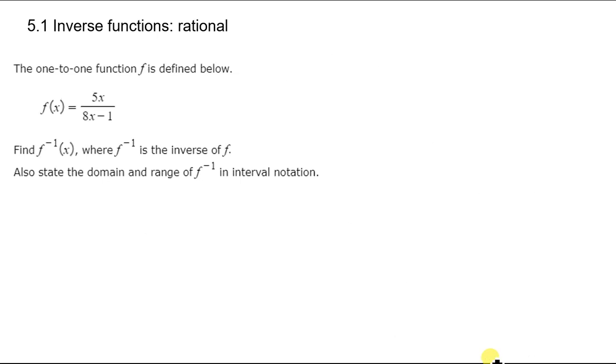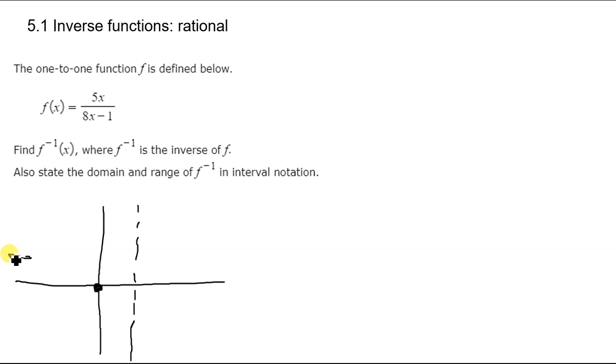Let's try one more example here with a rational function. Let's again first draw a picture here and determine what is the range of f. This example has a 0 here, and it will have a vertical asymptote at 1 divided by 8, vertical asymptote here. The end behavior will be at positive 5 over 8. Same degree on top and bottom. The ratio of the leading coefficients is 5 divided by 8.